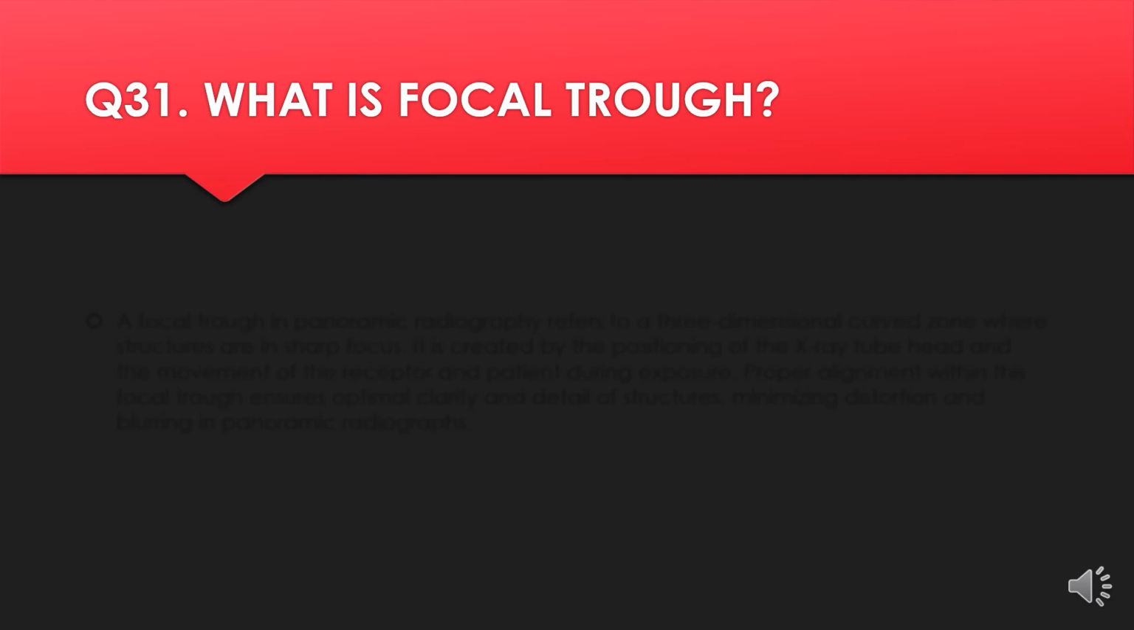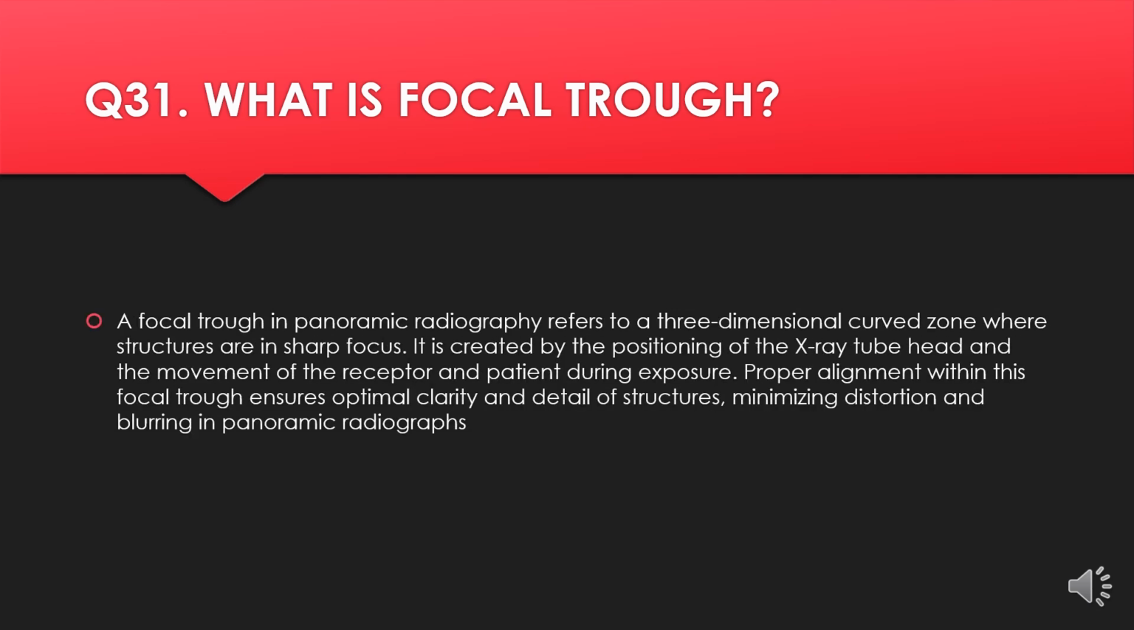What is focal trough? A focal trough in panoramic radiography refers to a three-dimensional curved zone where structures are in sharp focus. It is created by the positioning of the X-ray tube head and the movement of the receptor and patient during exposure. Proper alignment within this focal trough ensures optimal clarity and detail of structures, minimizing distortion and blurring in panoramic radiographs.